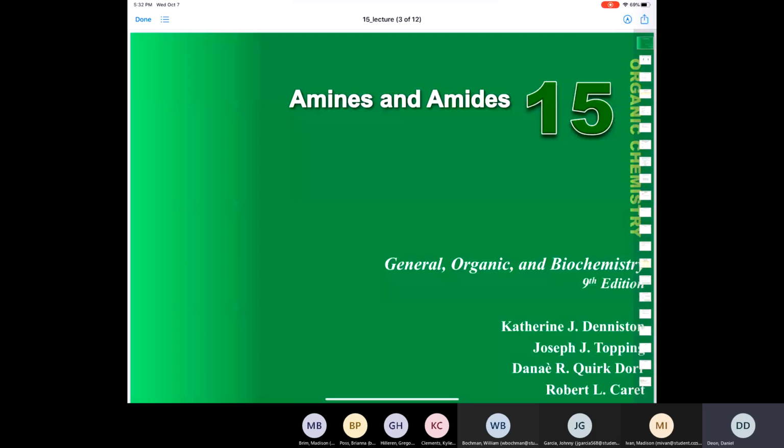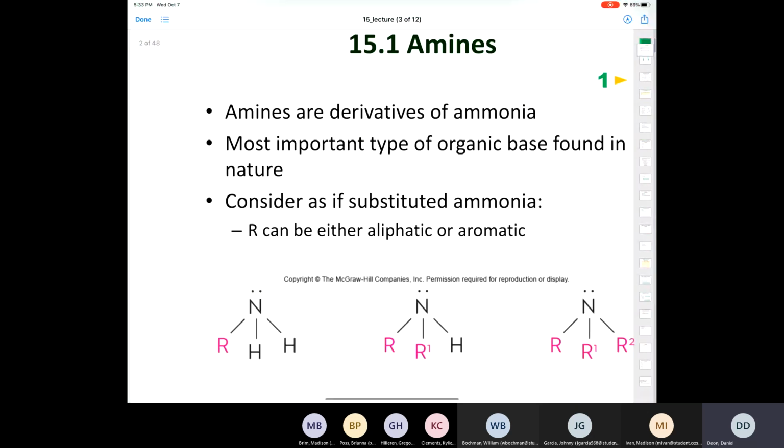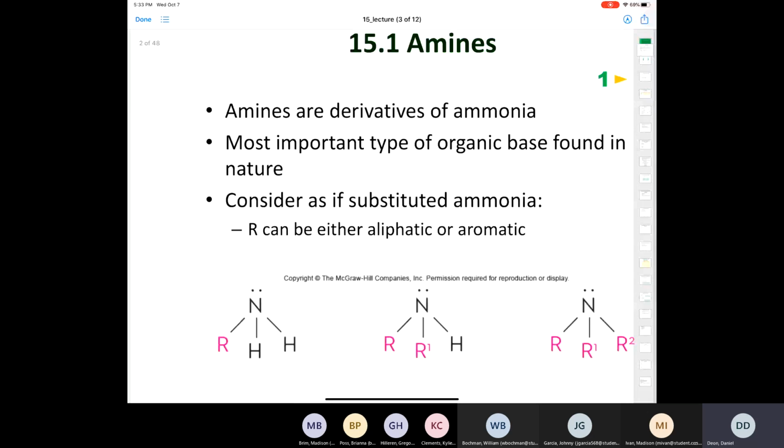Okay, chapter 15, amines. Let's get started. Amines are derivatives of ammonia. By now you should know what ammonia is. So the formula for ammonia is NH3. You would have seen that in general chemistry.